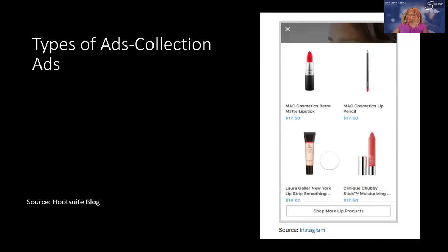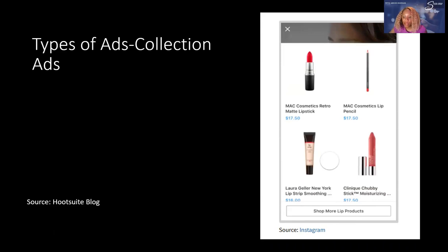All right, collection ads. Instagram collection ads offer a compelling e-commerce feature. As you can see, their prices are here, and users have the option to purchase products directly from the ad. When users click on the ad, they're directed to an Instagram instant experience storefront. So when you click on it, this is what you see, and you're able to shop more lip products specifically.